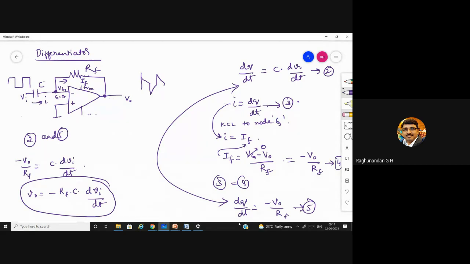So you can see here it is differentiating the given input signal. This is the operation of the differentiator, and this is the derivation of the differentiator. Any doubts in any part? If you have any doubts, you can ask me, or if you want me to repeat any part, I can repeat.